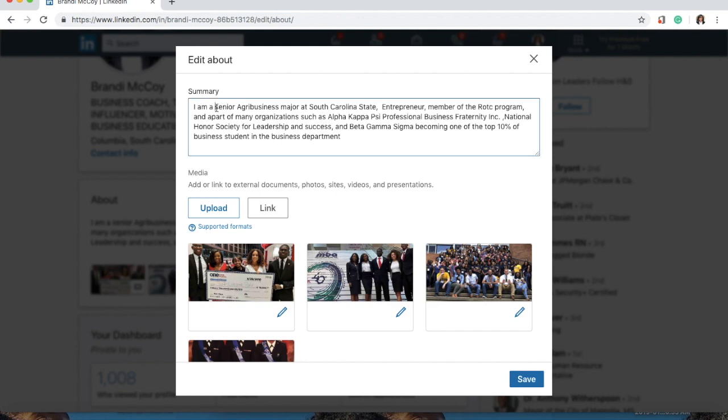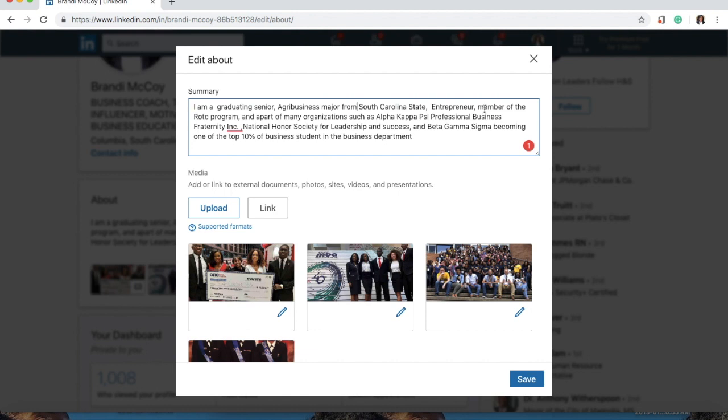You also want to key in on your summary about yourself. You really want to talk about your background, who you are as an individual, how active you are in the community, and what makes you stand out from the rest. As you can see, I'm currently updating my summary on my LinkedIn profile, stating that I am a graduating senior from South Carolina State University, and also keying in on some of those organizations that I am a part of, and highlighting that I am an entrepreneur.